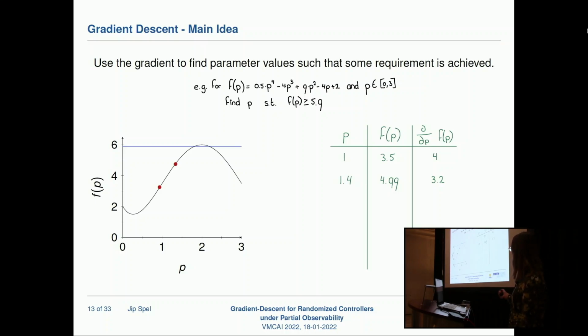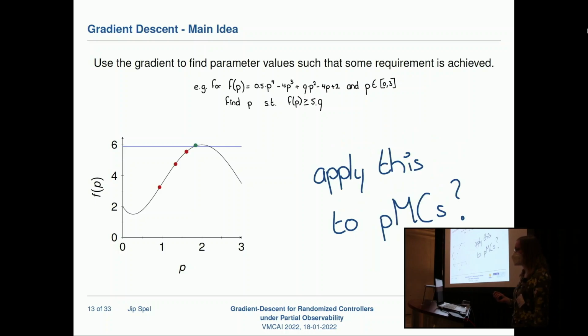We now look at our function again. Well, it's almost 5, so we're not there yet. So we look again at the gradient. We update our P. We get a new value for our function. And we see we're still not fulfilling our requirements, so we will update it again with the gradient. And now we finally find a value for our function. So this is the main idea of gradient descent. So we just look at the gradient.